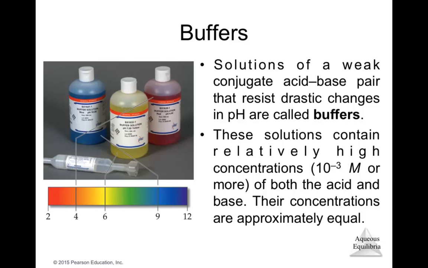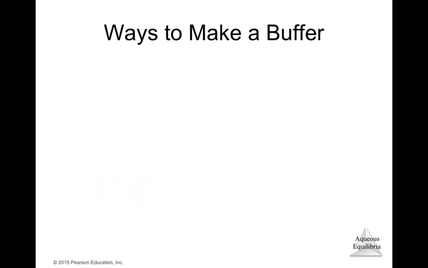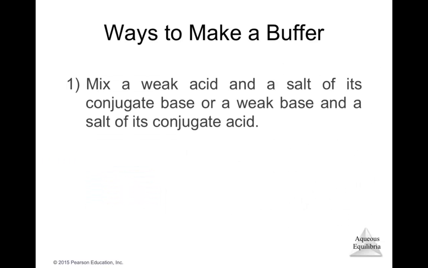So there are two different ways that we can prepare a buffer. One of them is to mix a weak acid and a salt of its conjugate base, or a weak base and a salt of its conjugate acid. So if we have the acid and the salt of the conjugate base, we can mix them, or if we have the weak base and the salt of the conjugate acid, we can mix both reactants and produce a buffer solution.